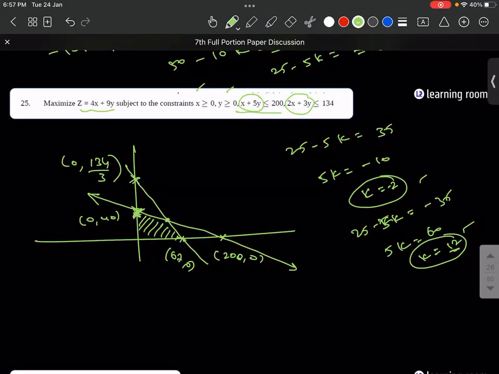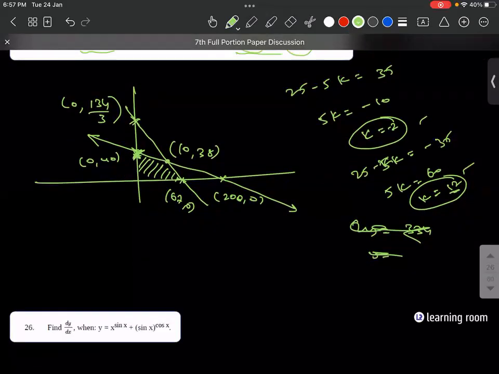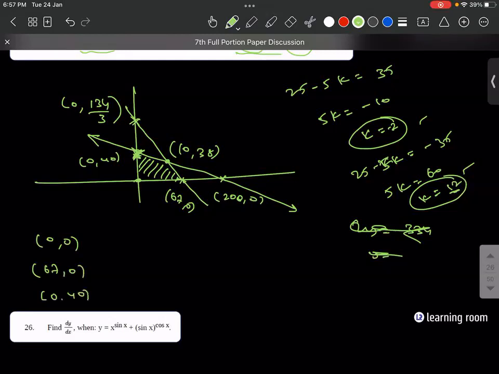In this region, can you tell me what is the point of intersection of these two? You would have solved it, no? Tell me. So 2y is equal to 200 plus 133... 10, 38. Okay, so 10, 38. So what are the corner points? 0, 0; 67, 0; 0, 40; and 10, 38.